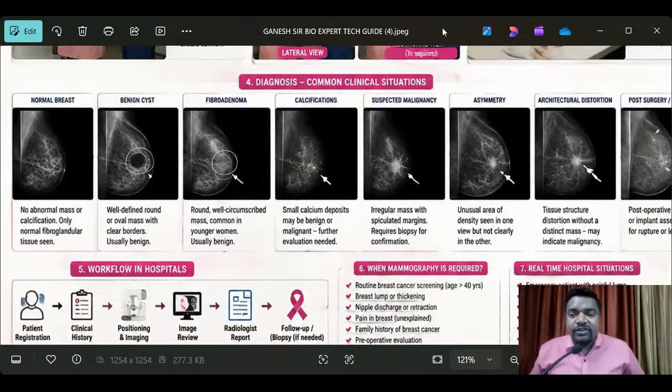I hope you got it very clear right now what I'm saying here. Let me finish right now, so listen carefully. Suspected malignancy: an irregular mass with spiculated margins that requires biopsy for confirmation. And asymmetry: an unusual area of density is seen in one view but not clearly in the other. Okay, so these are the things.